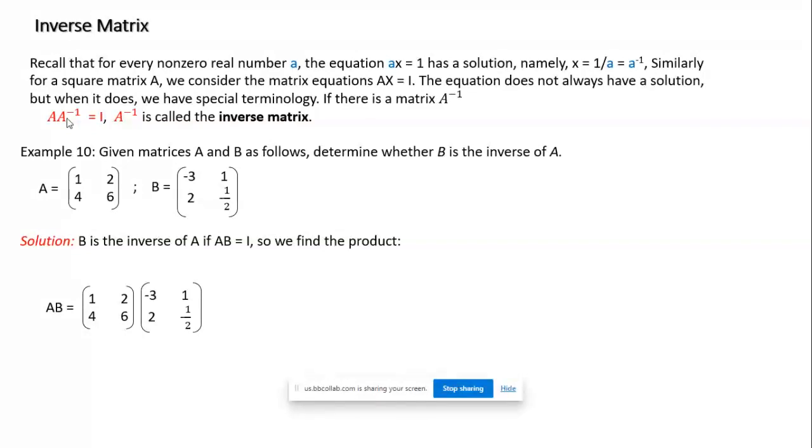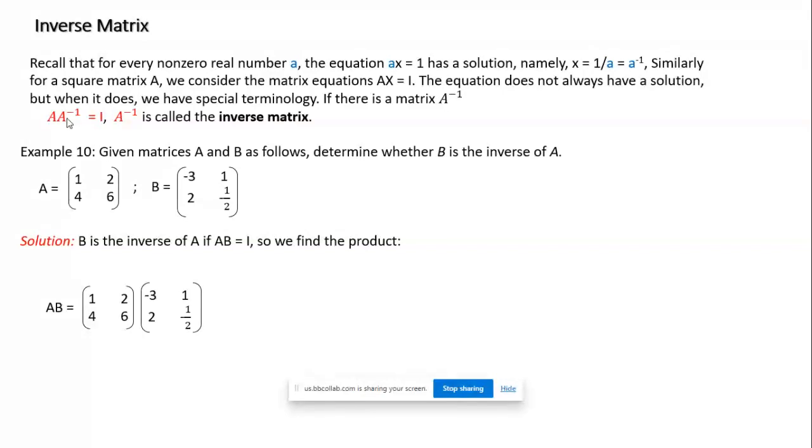Okay, so this is what an inverse matrix is. Let's look at these two matrices. I have matrix A, which is 1, 2, 4, 6, and I have matrix B, which is -3, 1, 2, and 1 half. The question says, given these two matrices, determine whether matrix B is an inverse of A.